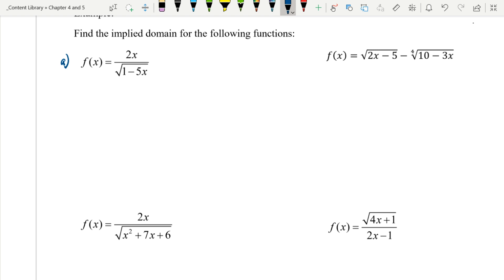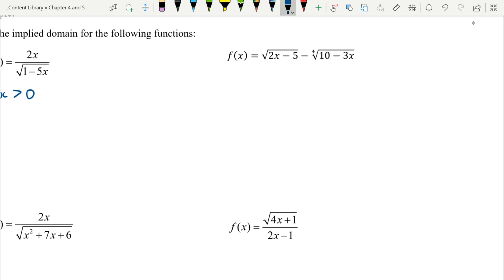So for 2x, there are no restrictions. 1 minus 5x needs to be what then in this case? Everyone agree? Originally a square root can be greater than or equal to 0. But because this time it's on the denominator, I can just go greater than 0. That's just 1 minus 5x greater than 0. I'll give you some time to work on it later. So that's just one inequality I need to solve. That's fine. Let's move on to B.